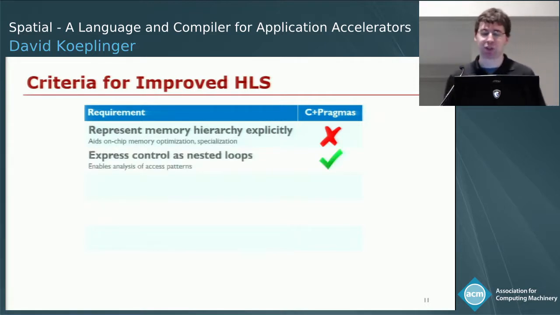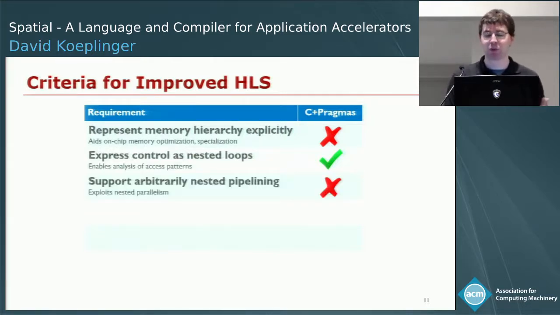So we would like to express control as nested loops. This is something that C plus Pragmas gets right. The key thing here is that when you're doing static compiler analysis, loops are giving you loop iterators, which is one of the few things that are actually predictable in an otherwise random world. So this allows us to do things like memory optimizations based on access patterns.